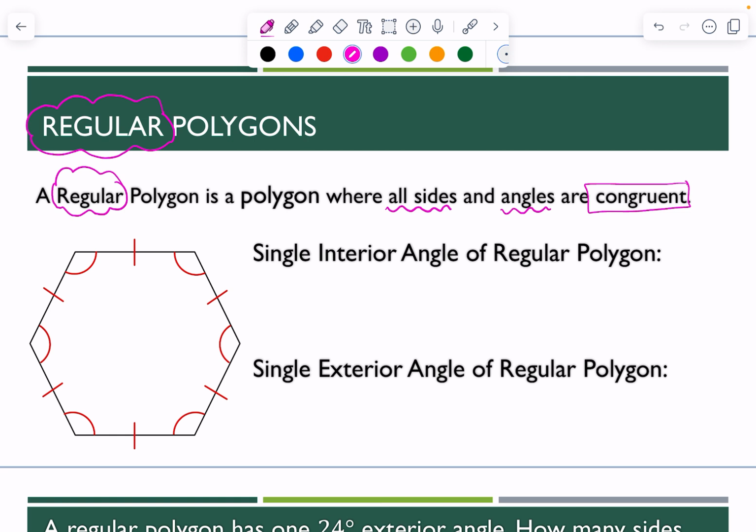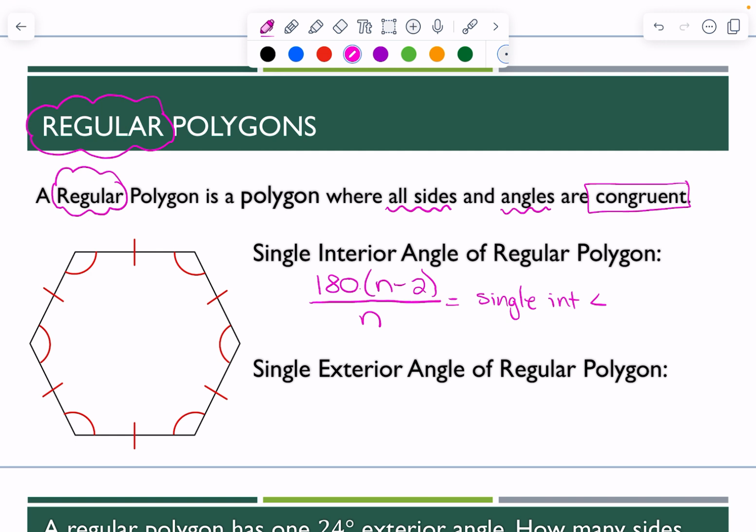So here, if I have a single interior angle of a regular polygon, what we simply do is take the sum of the interior angles, which we know to be 180 times n minus 2. That's the sum, and we know all the angles have to be the same. Then if we just divide it by the number of sides, which is also equal to the number of angles, that will give us the single interior angle measurement.